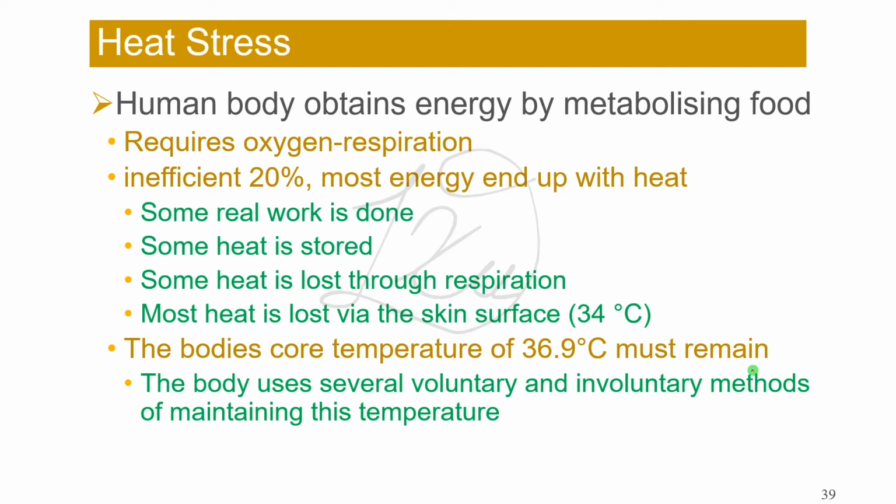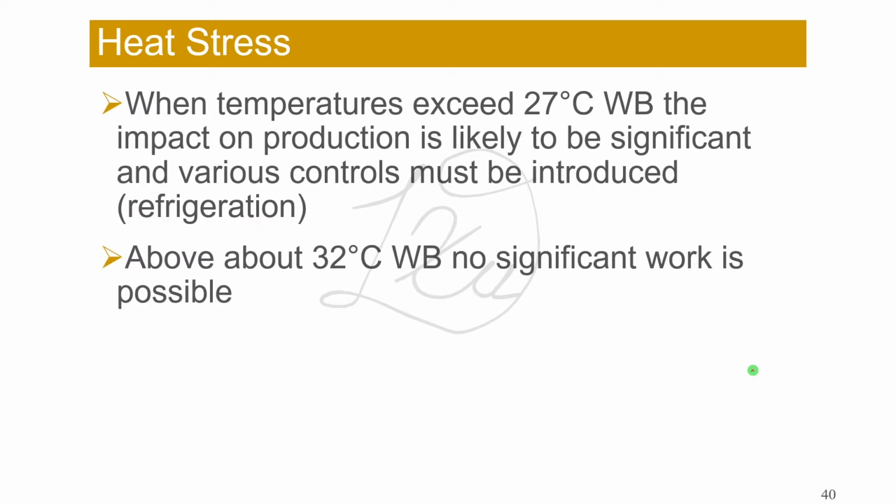The body core temperature of 36.9 degrees must remain. The body uses several voluntary and involuntary methods of maintaining this temperature. When temperature exceeds 27 wet bulb temperature, the impact on production is likely to be significant and various controls must be introduced, such as refrigeration. Above 32 degree wet bulb temperature, no significant work is possible.